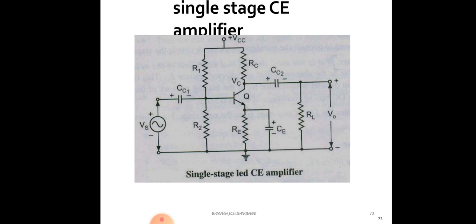Single stage. We used the common emitter configuration here, so we call this the single stage common emitter amplifier. Common emitter is shortly called CE.